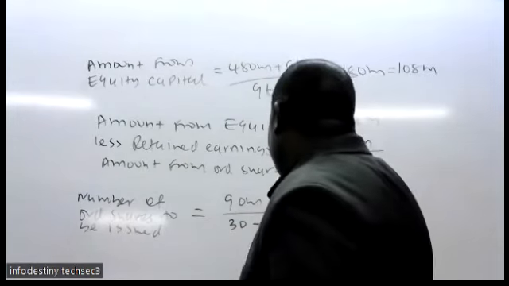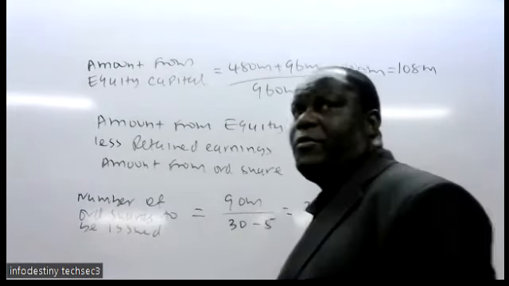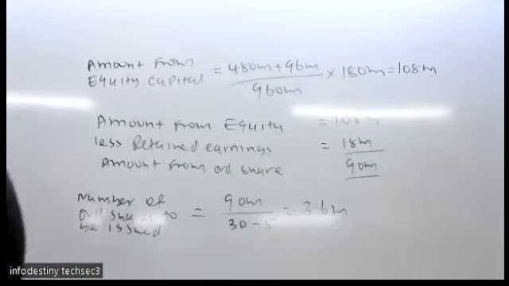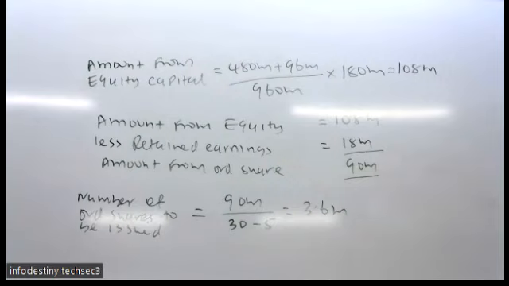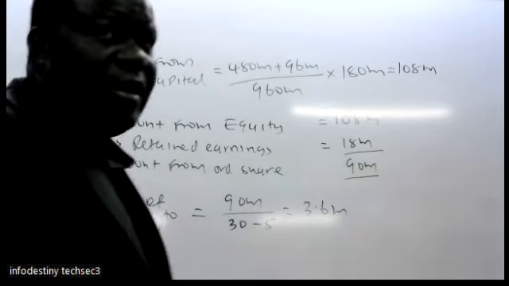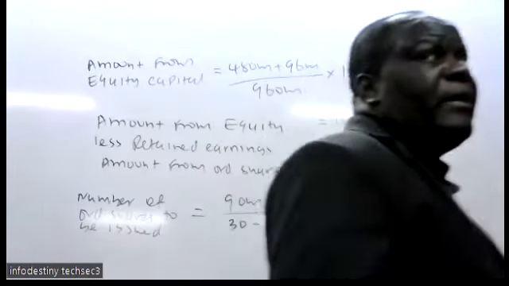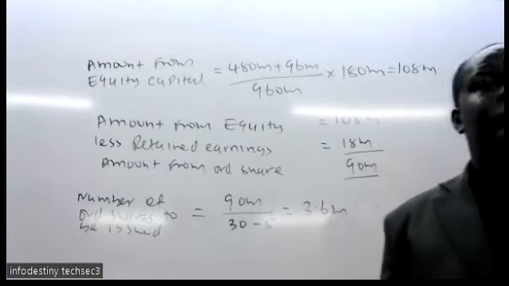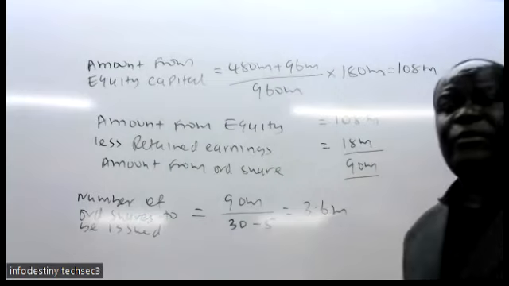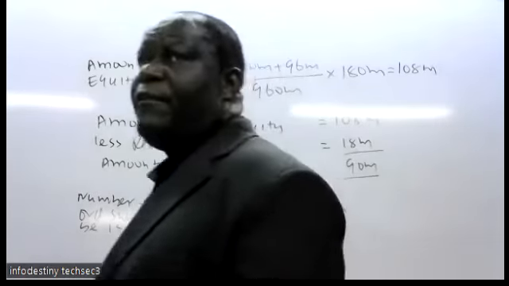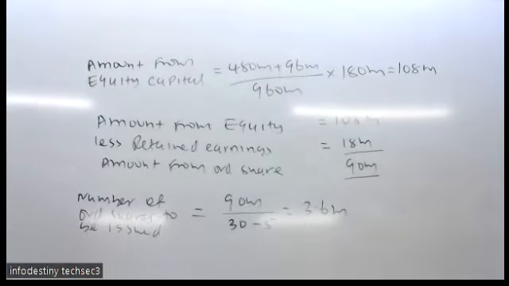So that is now Roman letter two, the number of ordinary shares issued in order to raise the 90 million. When you check in the question, the new ordinary shares were being issued at 30, but they incurred a flotation cost of 5. That is what gives us the price net of the flotation cost. So that's our Roman letter two.